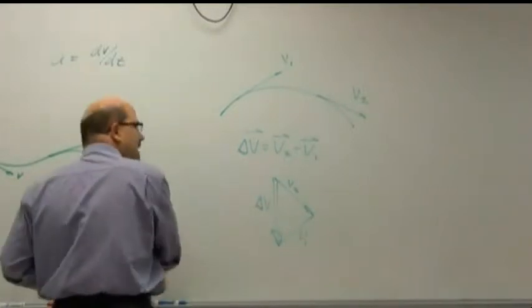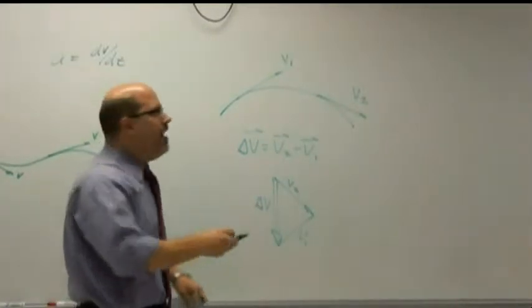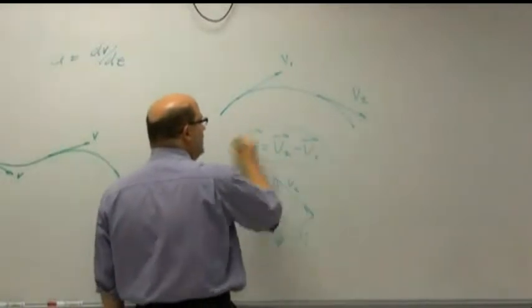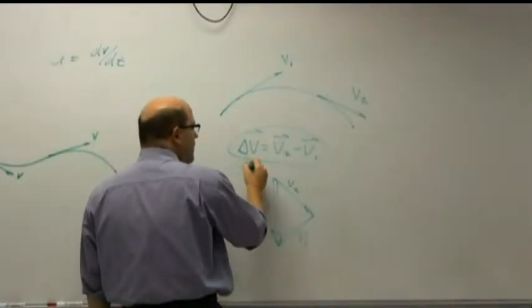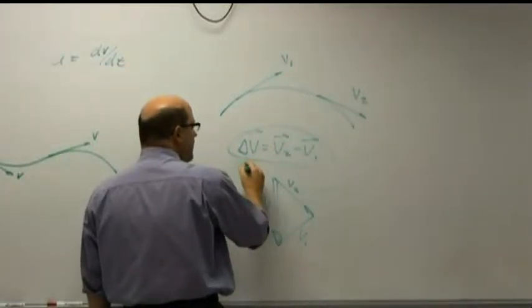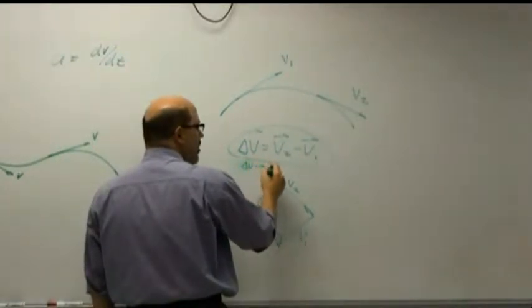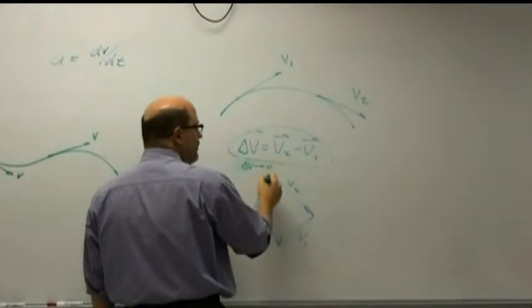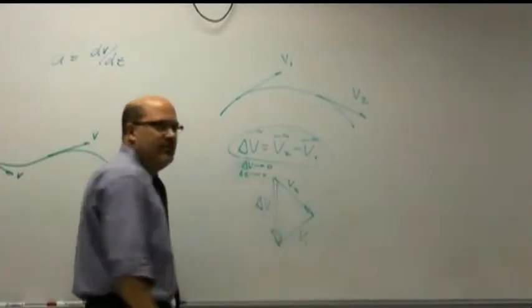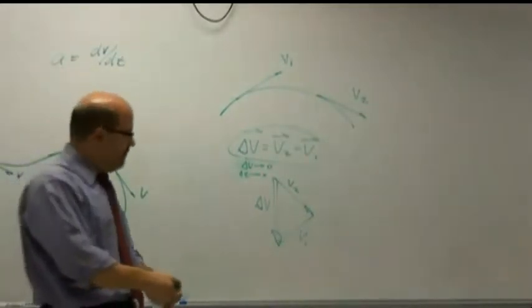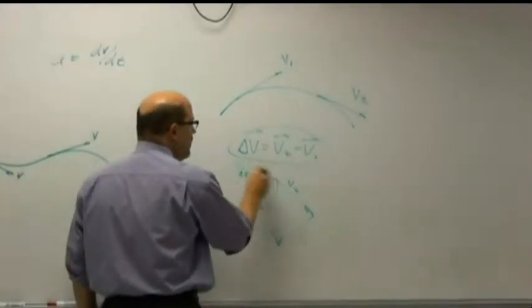Now think calculus. Do this calculation as delta V gets smaller, goes towards 0, or as the time period over which this occurs goes towards 0, I should say. That's probably better.